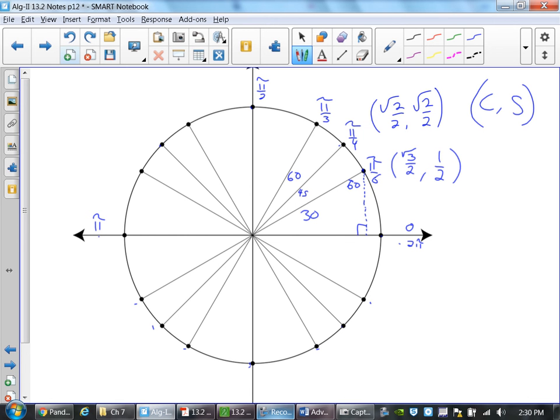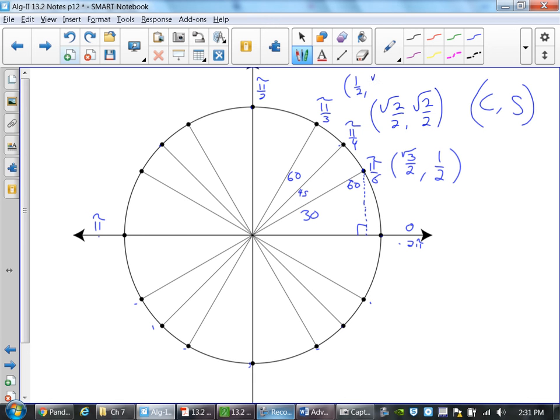Pi over 3, 60 degrees. What is your cosine at 60 degrees? When you're at 60 degrees, what's your adjacent? It's 1. What's your hypotenuse? 2. So what's the cosine of 60? 1/2.